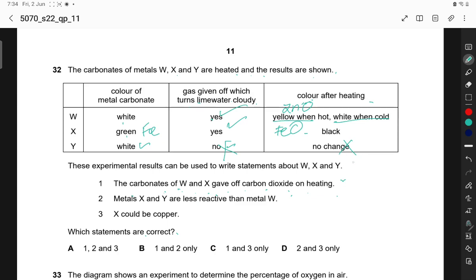This is a correct statement. Metal X and Y are less reactive than metal W. No. X is a transition metal and zinc is also a transition metal, but zinc is more reactive than iron. So X and Y are less reactive than W is incorrect.